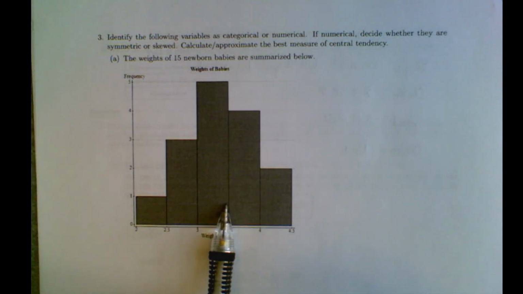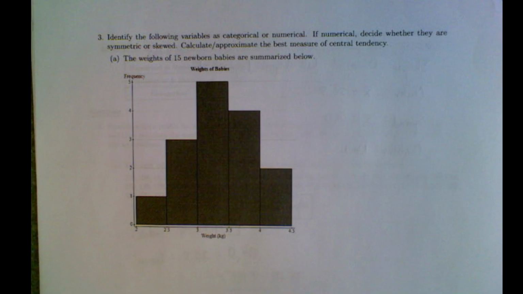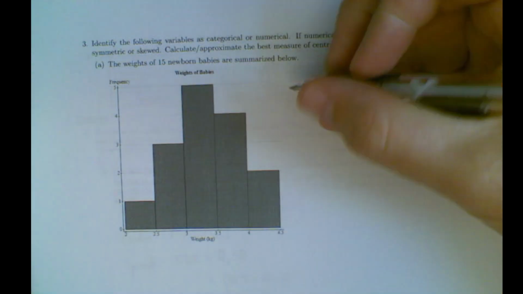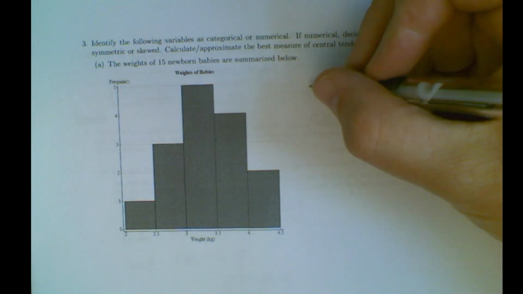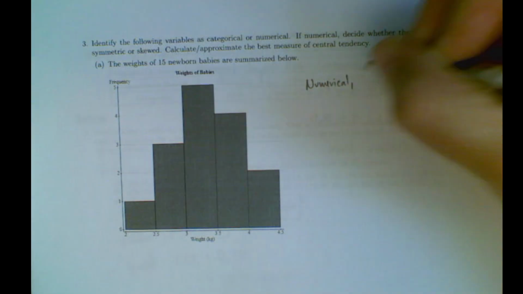I would call this a symmetric distribution. It looks pretty symmetric to me. It's not perfectly symmetric, but it's more symmetric than skewed. So I would say that this is numerical and symmetric.